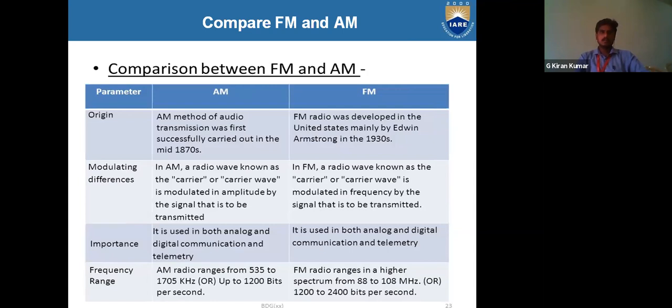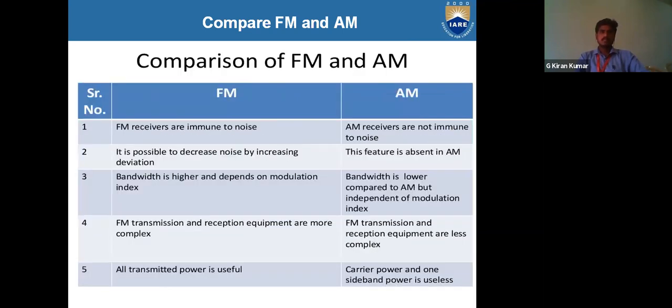Now coming to one more thing: FM receivers are immune to noise, but AM receivers are not immune to noise. In FM, it is possible to decrease the noise by increasing the deviation factor, but in AM there is no such facility. If you change the amplitude sensitivity factor, the amplitude of the modulated signal will become zero. That's why there is no such facility in the AM signal.